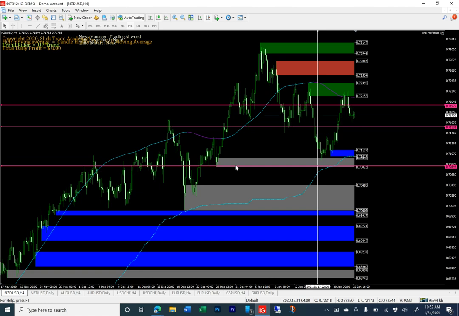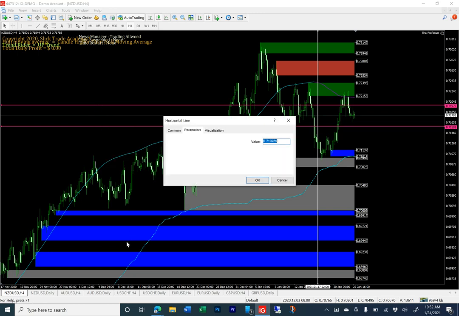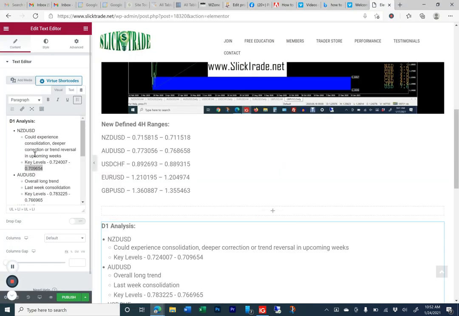There we go. Wasn't letting me delete that. Okay, there we go. Nice clean chart. These are our new levels here. Like I said, consolidation. In a consolidation period, as far as the daily is concerned, now we could have a deeper correction or trend reversal in the upcoming weeks.